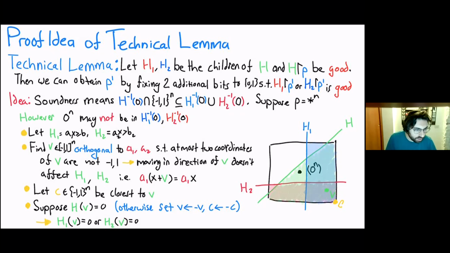Because you say that you find the V orthogonal to A1 and A2, such that almost two coordinates of V are not plus or minus one. But it doesn't matter if you have three inequalities or four inequalities, A1, A2, A3, A4. That doesn't influence the fact that you... Yeah, that's a good question. I'm not quite sure. I think it wouldn't matter, because it has more to do with the dimension. But yeah, I'm not sure. I can look at that. The way it's written, I thought that was somehow one of the reasons. Yeah.